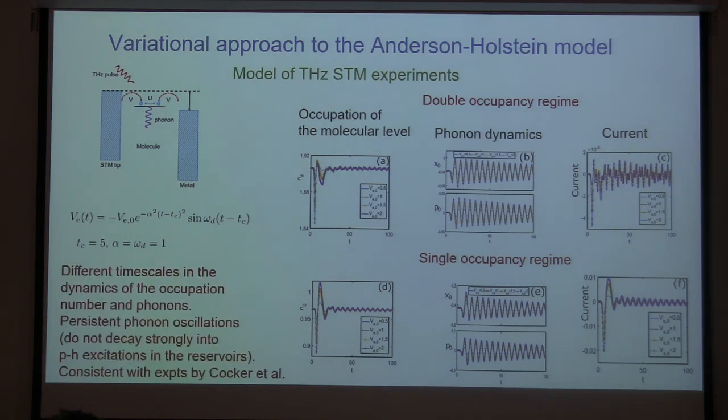I'll not talk about detailed comparisons, just to point out that we can also model what happens with the system when we look at dynamics following a terahertz pulse, which lowers the energy of one of the reservoirs. As we said, this causes a current to flow, and this couples to phonons. We see very long-lived phonon oscillations, and different timescales: charge equilibrates much faster compared to phonons, which are extremely long-lived oscillations, just as we saw in experiments.